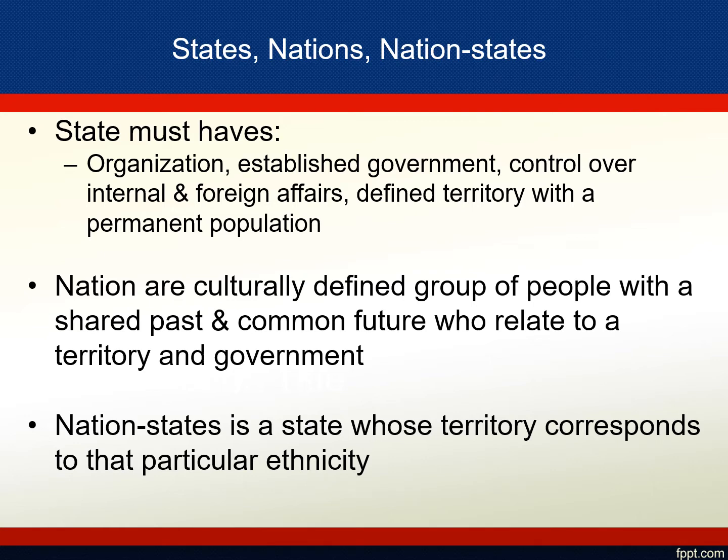A nation state is when that state, the country, and the nation match up, meaning it's a country with just one group of people in it. So it's a state whose territory corresponds to that particular ethnicity. There are no perfect nation states in the world. The closest that we have today is Japan. Almost, but not all, but almost everyone in Japan is Japanese. They speak Japanese, they follow Shintoism and Buddhism, etc.